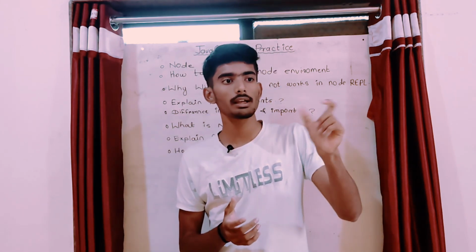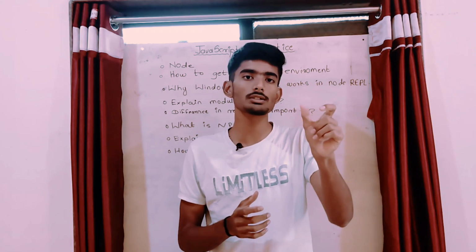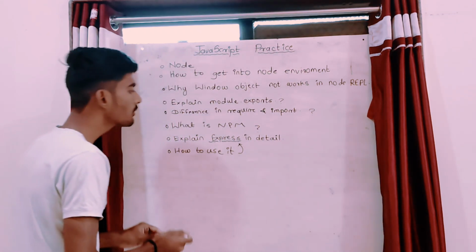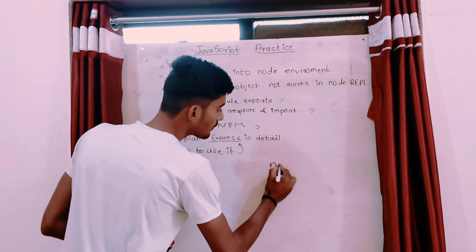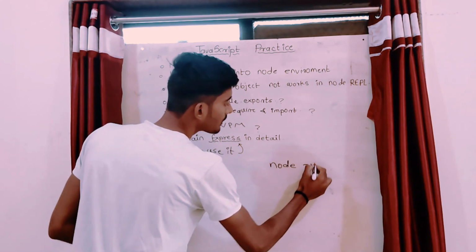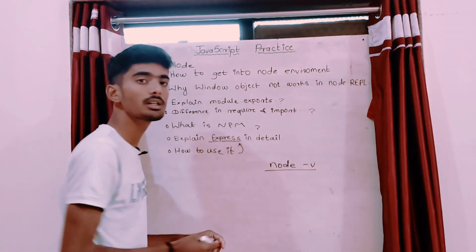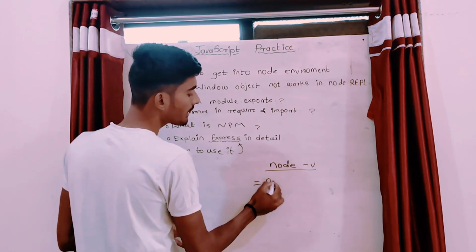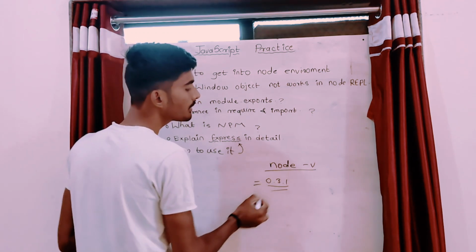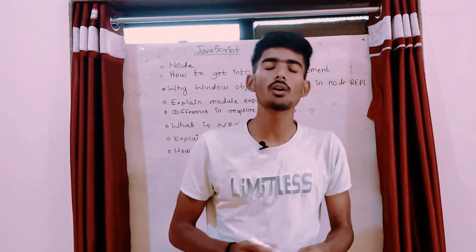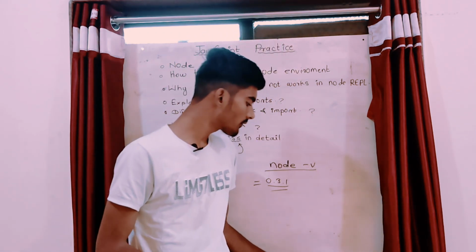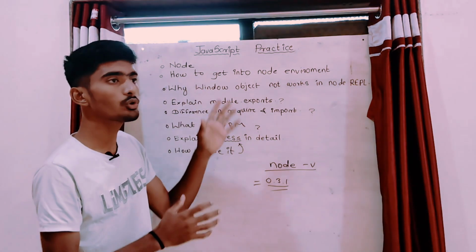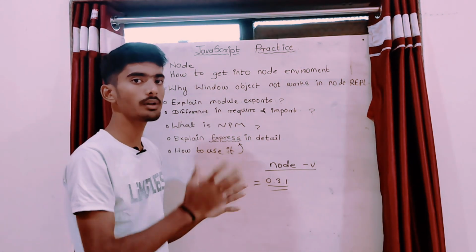If you want to check the version of Node, you can simply write node -v. After writing this command in the terminal, you will get some output, something like 0.3.1. This is nothing but the version of Node. So after installing Node and writing node in your terminal, you will be able to use the Node environment to run your JavaScript code.